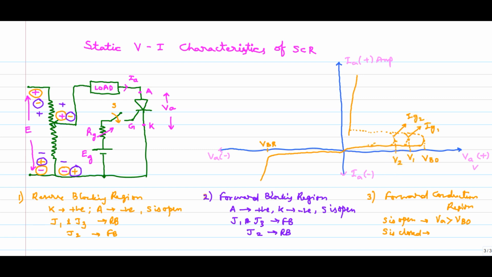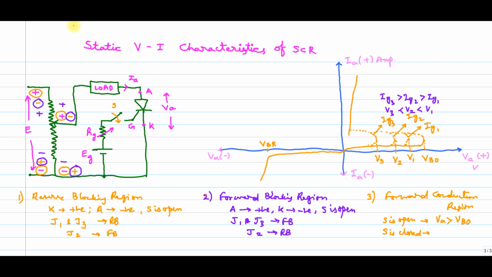Similarly, if I further increase it to IG3, the voltage will be further reducing. So if IG3 is more than IG2, which is more than IG1, what will happen? I can apply less V3 compared to V2, compared to V1. This is the concept. Okay.